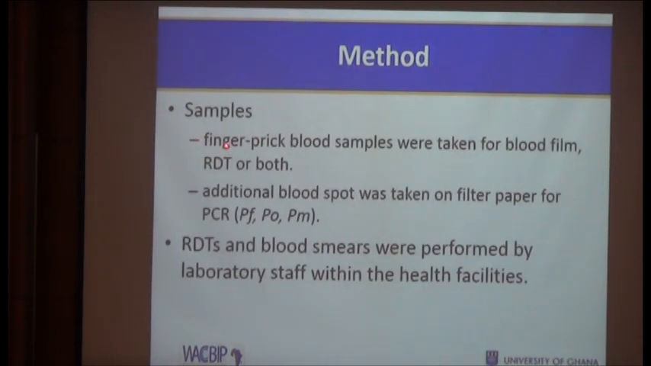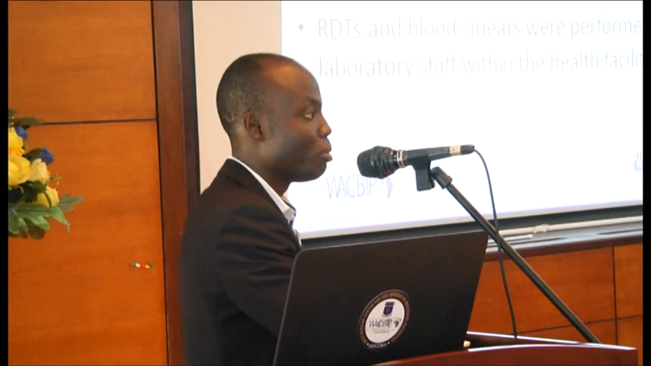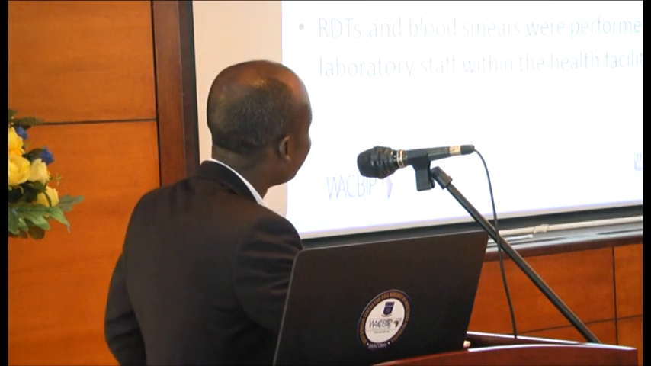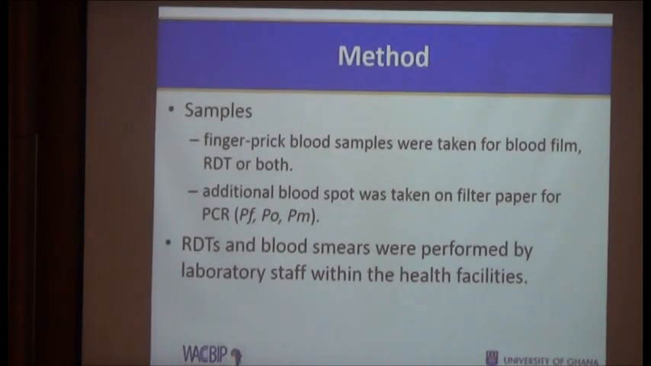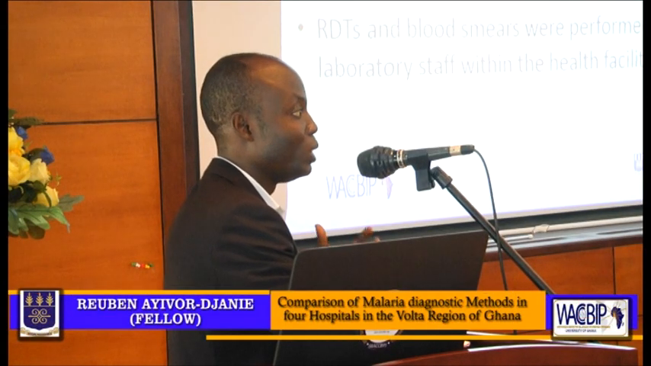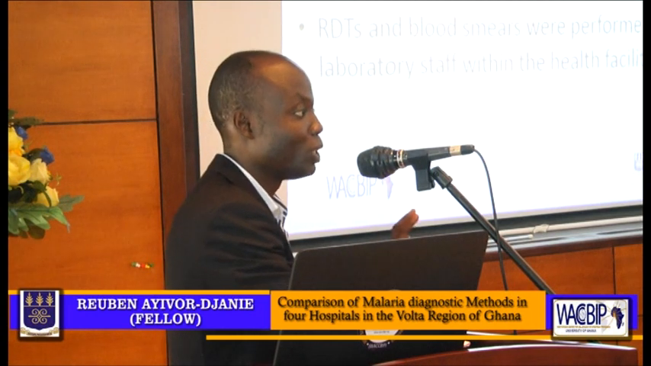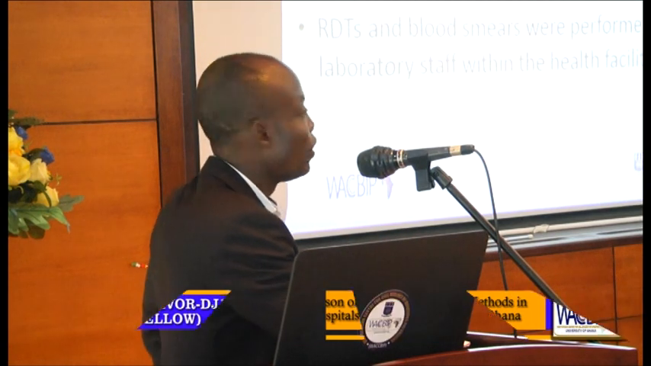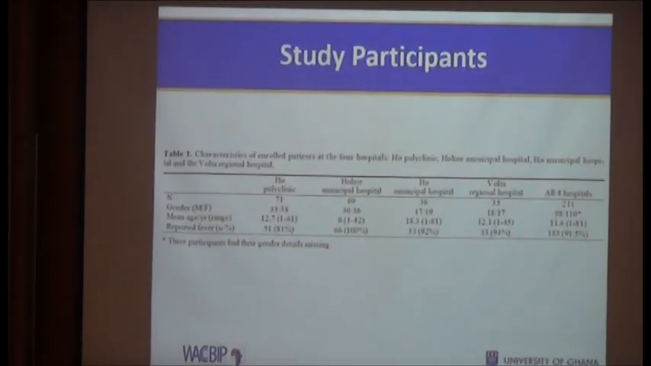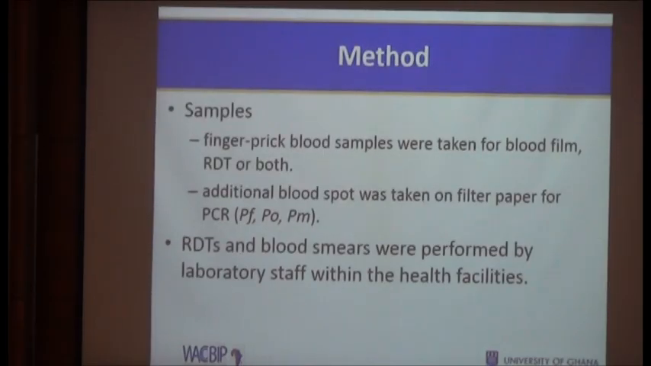So we just do a finger prick and then take blood from it. Some of the blood is used for the blood film, some is used for the RDT, and then we take a blood spot on a filter paper for the PCR. So what we did was that we didn't interfere in determining whether they were RDT positive or blood film positive. We left it to the hospitals to do it themselves, and then we take the results. So we took the filter papers and did the PCRs on them.